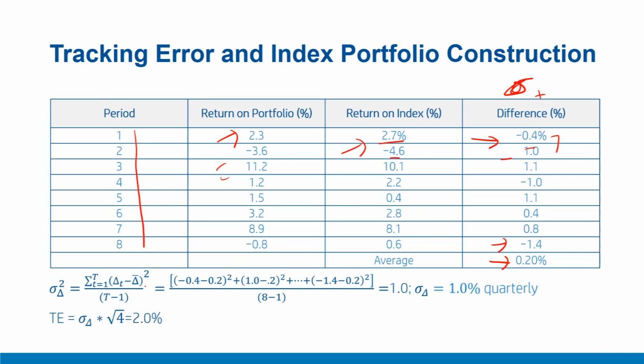Now using this formula, with delta bar as 0.2, we can compute the variance of the deviations. The variance is 1%, which is a quarterly number. Sorry, the standard deviation is 1%, the variance is also 1. Standard deviation is 1%, which is the quarterly figure. Since there are 4 periods, the annualized standard deviation will be sigma delta times square root of 4, which is nothing but 2%. So this 2% becomes our tracking error.